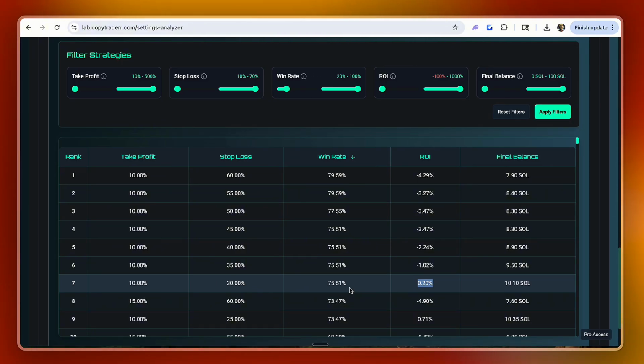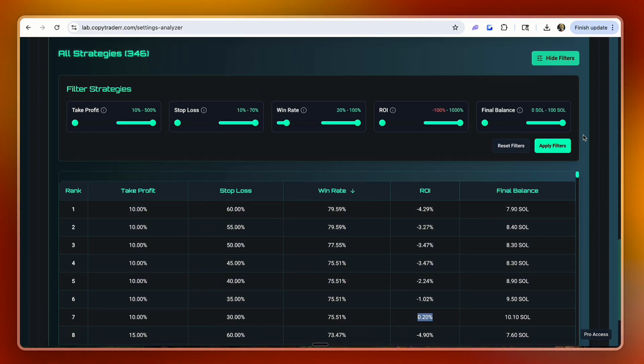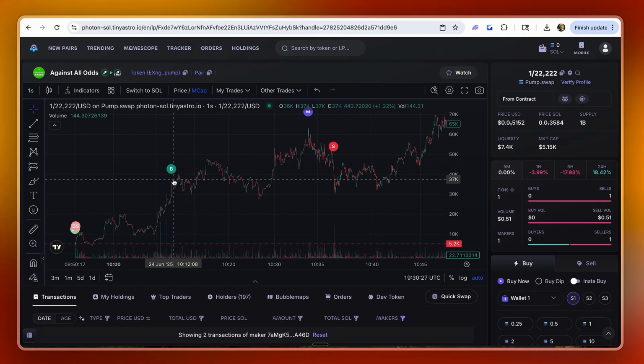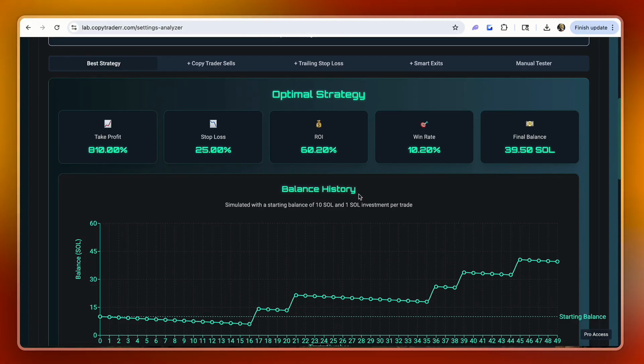Some are not. That's fine. What's important is that you know that. And with the settings analyzer, you know that. As long as you take the data sets in the correct way, as we teach you how to do inside of copytrader.com, these results are 100% correct. You can test it out with any combination of trades and it will be correct every single time. It's a simple algorithm and the numbers do not lie.